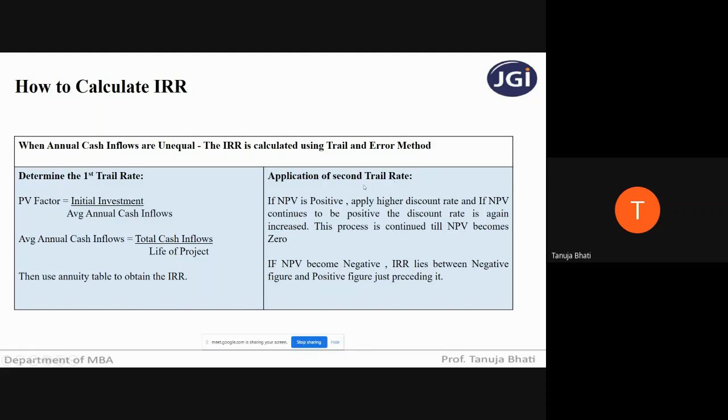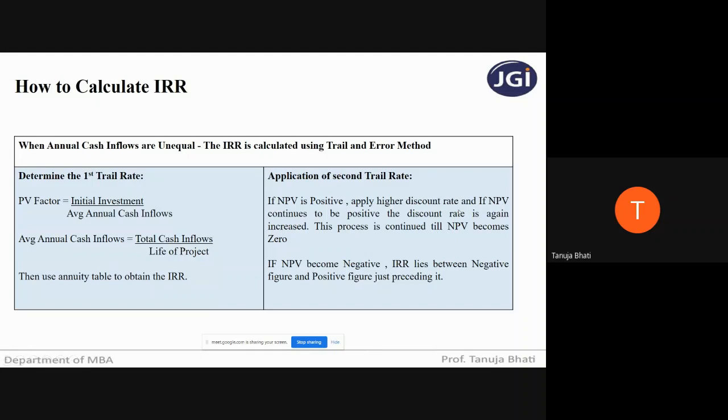Now on what basis will you apply the second trial rate? Suppose the first rate you got is 10%, what will you take your next rate to be? If NPV is positive based on the first trial rate, that is 10%, then apply a higher discount rate. Suppose at 10% you're getting positive, then keep applying a higher discount rate.